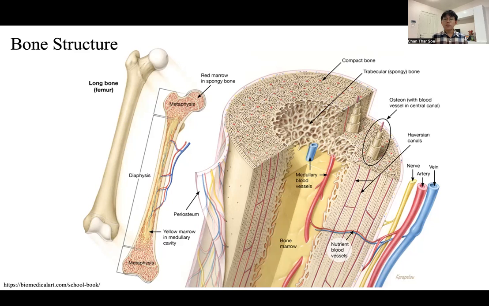So when we take a closer look at the edge of the long bone, in the area of the red marrow, the outer surface of the bone is the compact region, but the inner core of the long bone is the spongy area. This spongy area has very small holes. These small holes are very important. They have many different functions that take place in this place.